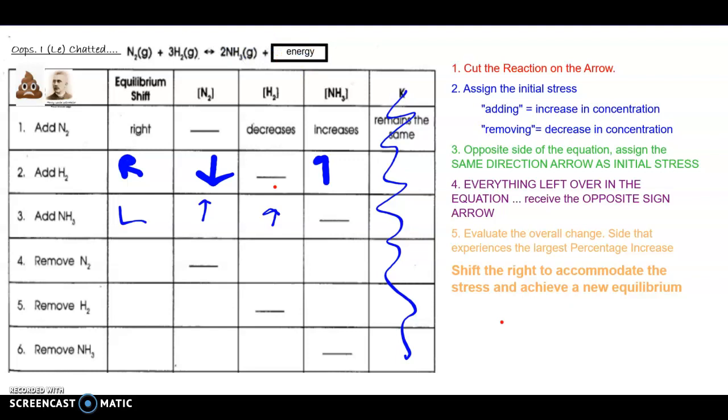All right, next one. So, cut the reaction in half. I'm going to remove my nitrogen, so less nitrogen. Less product can be formed. I will have excess hydrogen lying around. This guy shifts to the left. That's my initial shift. I will have more hydrogen. I will have less ammonia.